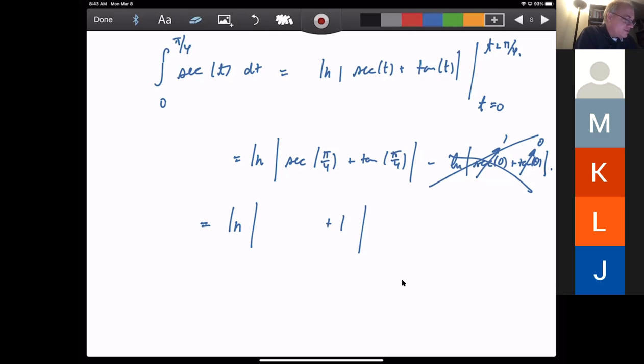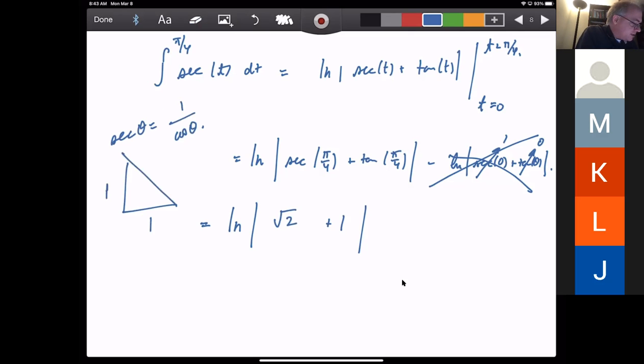Okay, so it's the square root of 2. Someone chimed in the chat. So remember, secant is 1 over cosine. When we have a right triangle where the legs are 1, the hypotenuse will be root 2 by the Pythagorean theorem. So these are both pi over 4 when the legs have equal length.